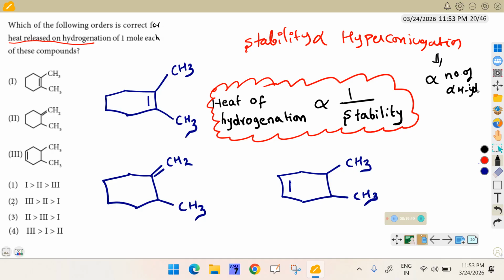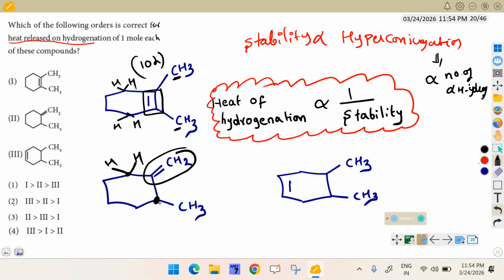First, mark. Here unsaturation is present. This is an alpha carbon, this is an alpha carbon, this is an alpha carbon. Total number of alpha hydrogens: 10 alpha hydrogens are present. This is an alpha carbon. This is also an alpha carbon. How many alpha hydrogen atoms are present? 3 alpha hydrogen atoms are present.